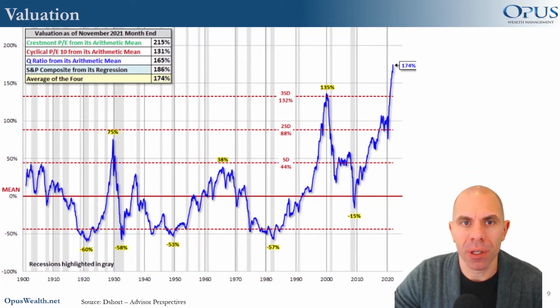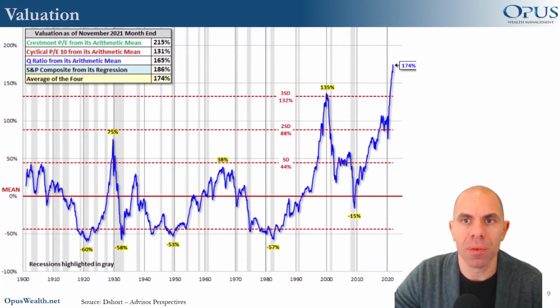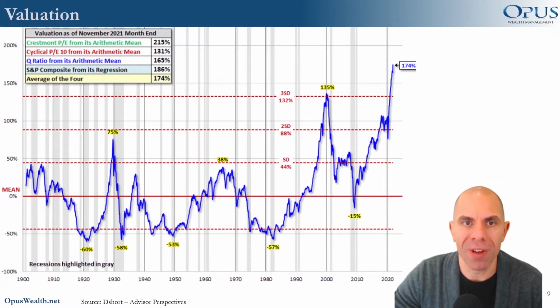I like this valuation metric because it looks at the stock market from four very different angles to give us the blue line. The thick red line is the average over the last 122 years. You'll notice that the blue line, how expensive or cheap the stock market is, moves around a lot. There is no fundamental reason why this line should move as much as it does. What you're seeing here is human emotion, confidence, and fear being extrapolated indefinitely into the future.